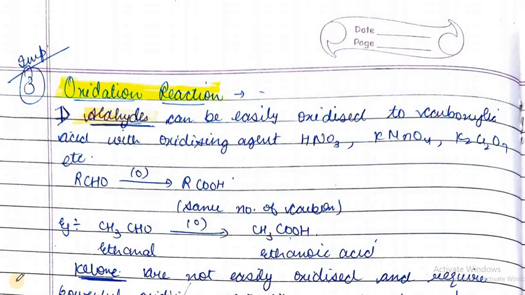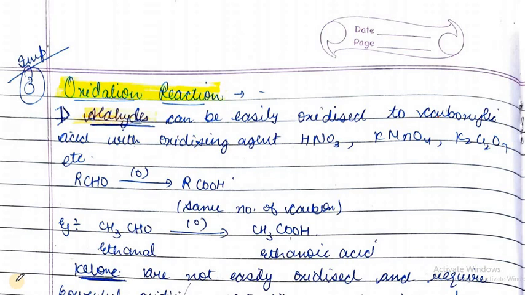Today we will continue with aldehydes and ketones. We have done the chemical properties of aldehydes and ketones. First is nucleophilic addition reactions without elimination of small molecules, and second is nucleophilic addition reactions with elimination of small molecules, and then next is oxidation reactions.